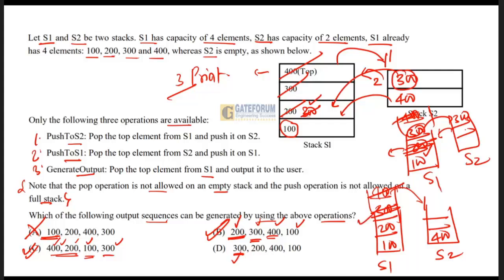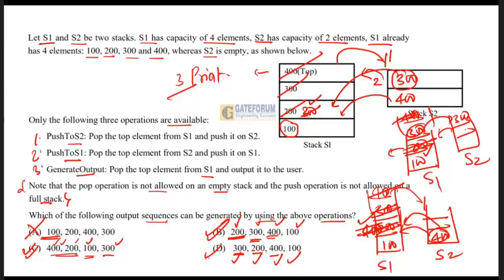Done. Then 200 already on the top of the stack. So what I will do, I will directly print by popped off. Done. 400 which is in S2, use operation number 2, push S2 to S1, top of the stack, it is 400 now. Use operation number 3, popped off and printed, and then the only remaining element 100.